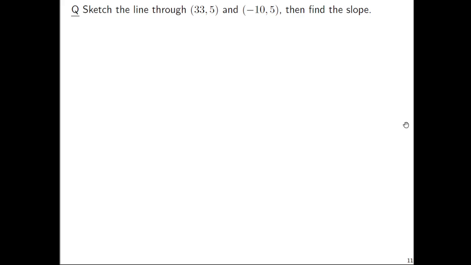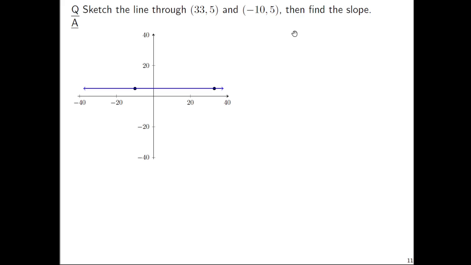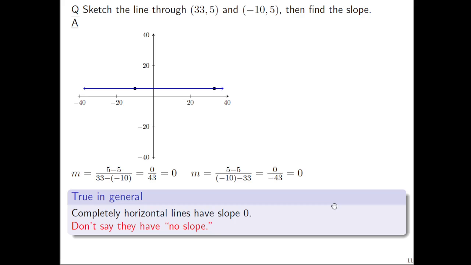Okay, I'd like to sketch the line through the point (33, 5) and the point (-10, 5) and find the slope. So there are those 2 points. Sorry, due to the scaling, the points look so close to the x-axis. But you'll notice that the y-coordinate is 5 for both of these 2 points. And there's the line. If we compute the slope, we're going to get actually 0 over 43, which is going to simplify to 0. Okay, if you swap which point you put in first, you still have 0 over something, 0 over negative 43, and that simplifies to 0. In either case, the slope is 0.